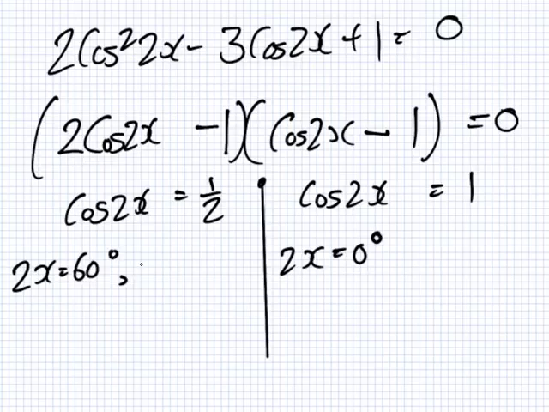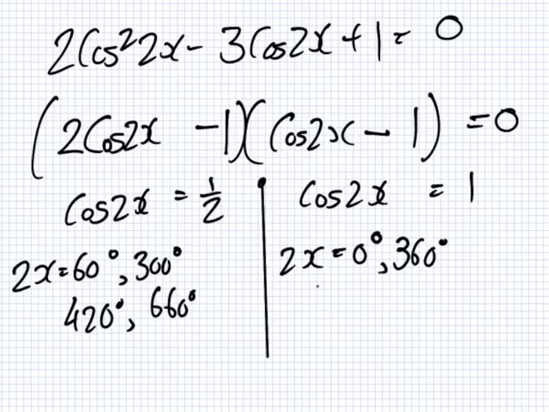360 minus the first one. So the second answer here is 300, and the second answer here is 360. But I should have 4 answers. So I add 360 again to make 2 more answers. So that would be 420 and 660.